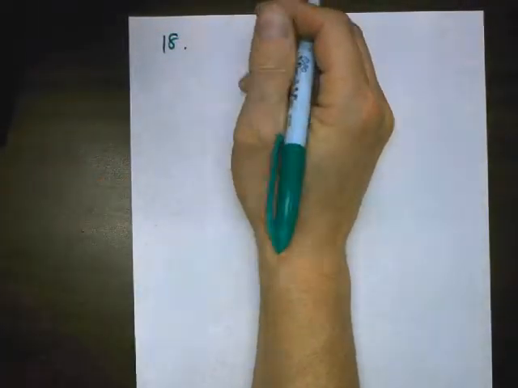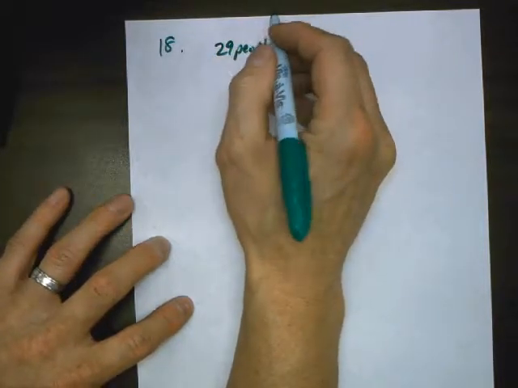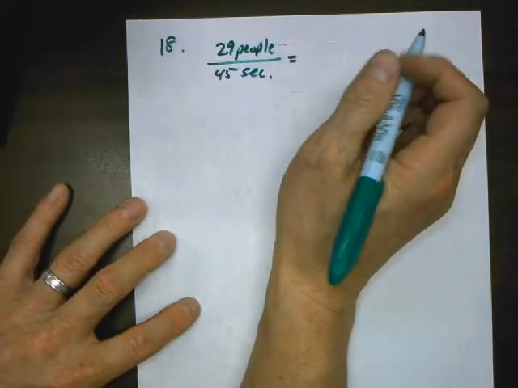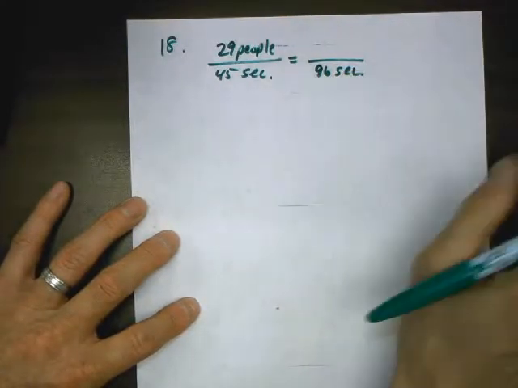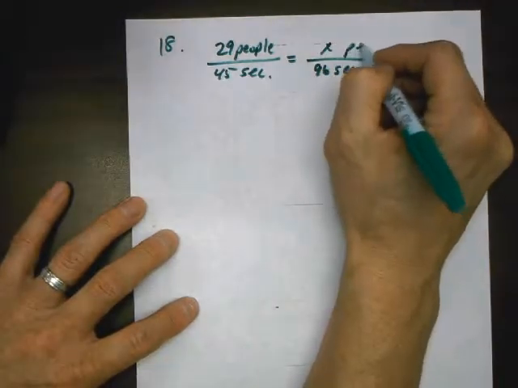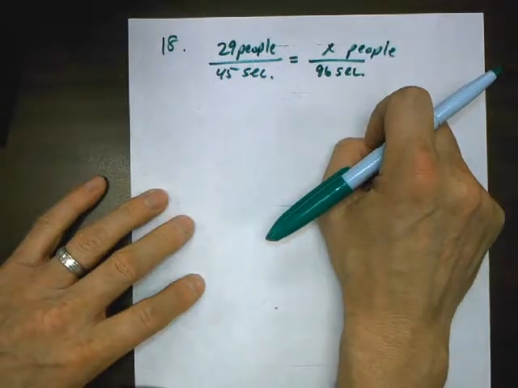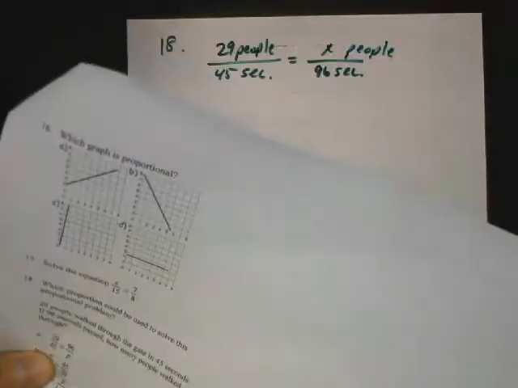Number 18 says, which proportion could be used? Okay, they say there's 29 people walk through the gate in 45 seconds. Remember, time on the bottom, right? Now, you don't have to do that as proportional, but, well, too much information. Let's just keep going. Okay, 96 seconds. So 96 seconds on the bottom, so I put seconds on the bottom. How many people? X people. Keep your people with your people, your seconds with your seconds. So, this is one that could work. They use P instead of X. Answer is D. But let's look and see why A doesn't work.